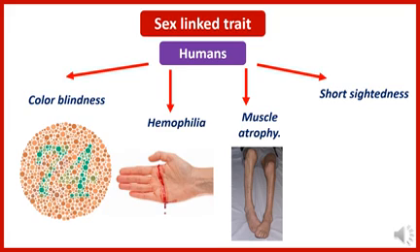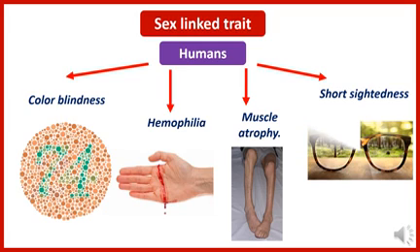It's a disease that starts at age 13. During this stage, the muscles start to get weakened till the person dies. Short-sightedness is the inability to see far objects clearly. A person that suffers from short-sightedness can see near objects clearly and far objects not clearly.